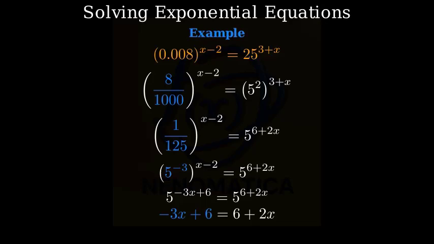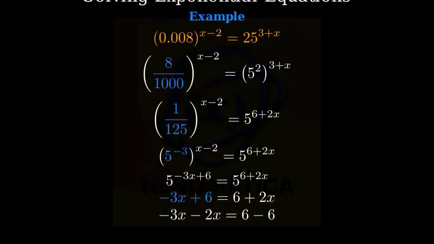Since we now have the same base, 5, on both sides of the equation, the exponents must be equal. So we can write negative 3x plus 6 equals 6 plus 2x. Now we solve for x. First, let's move all terms with x to the left side and all constants to the right side. We subtract 2x from both sides and subtract 6 from both sides.